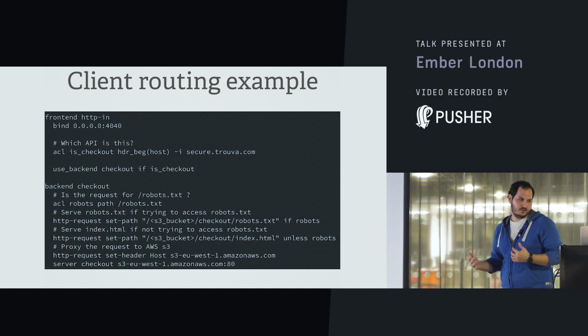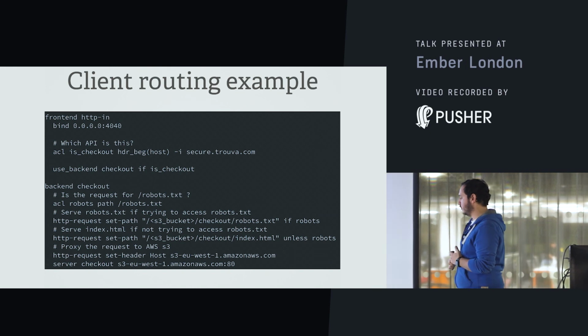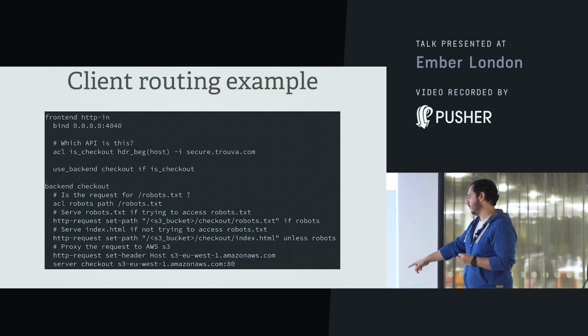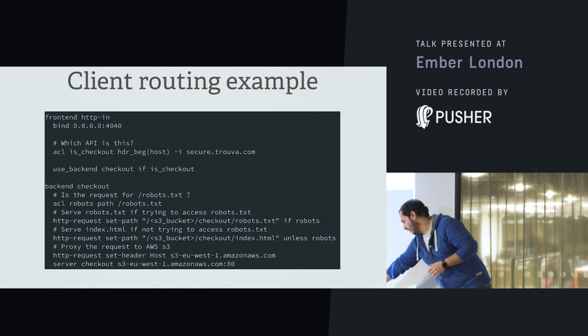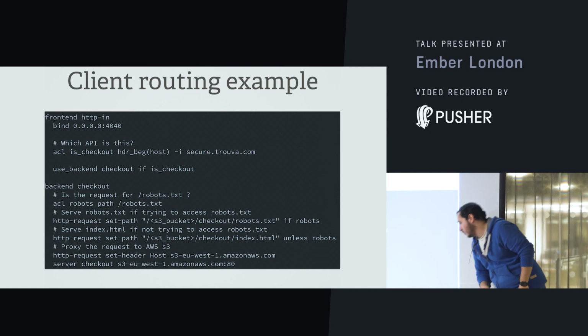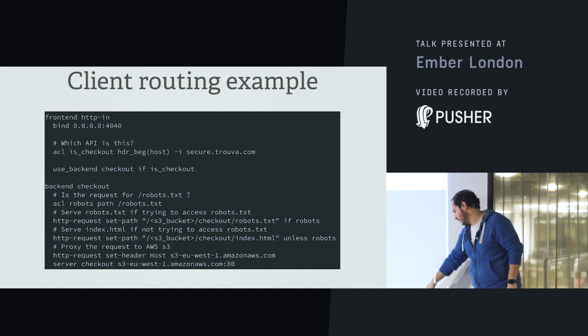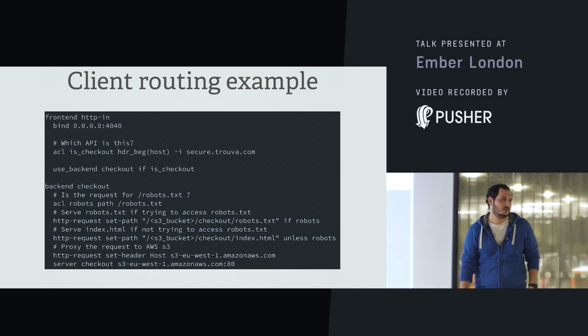So then finally we say server. The name of the server is called checkout, and we say the public S3 subdomain of AWS. So basically what HAProxy is going to do is take the domain that you've given there, update the host header to the Amazon AWS one, and then also set the path to either of these 2, depending on what you're trying to access.